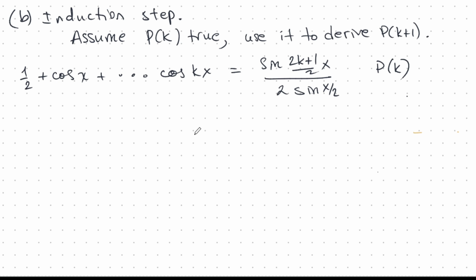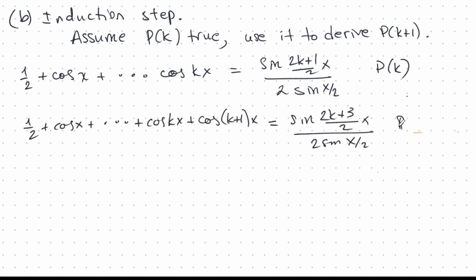So what is the equivalent expression for P(k+1)? This is my P(k+1). How did I find this? Well, I took k and I put k plus 1. So I get the (k+1)th term here, and also this here becomes (2k+3)/2 because I changed k to k plus 1.